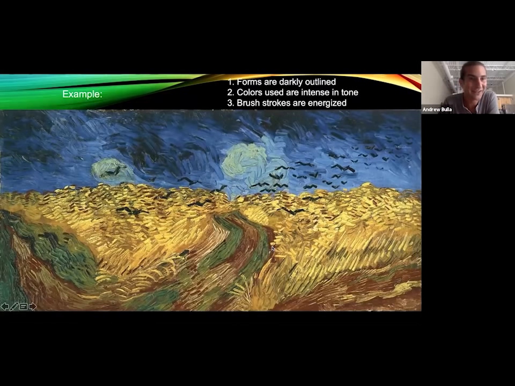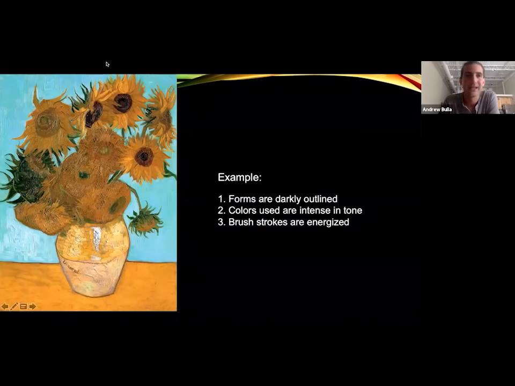Notice that we're starting to vary, right? This is a landscape. This is an example. So we see that the forms are darkly outlined, the colors used are intense in tone, and the brush strokes are energized. And you can see it on the vase more and the wall. Notice that it's varying though. This is still life.